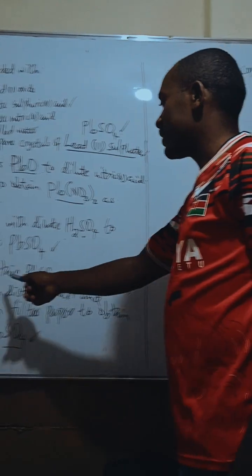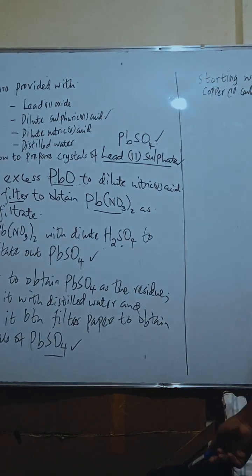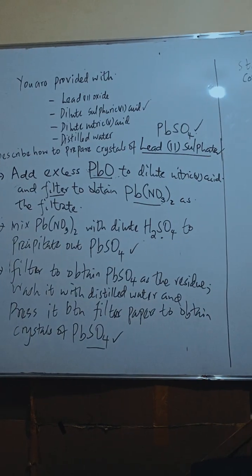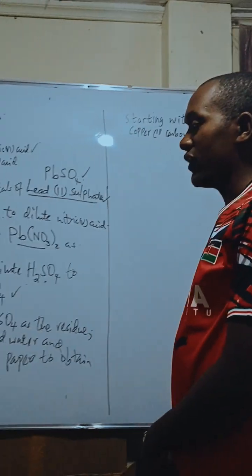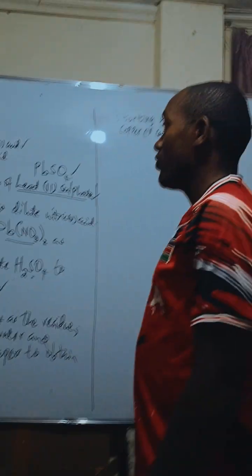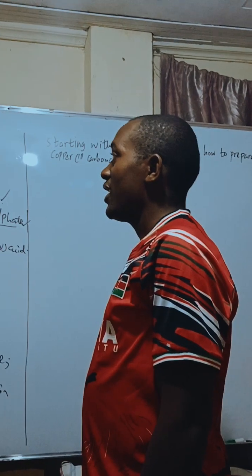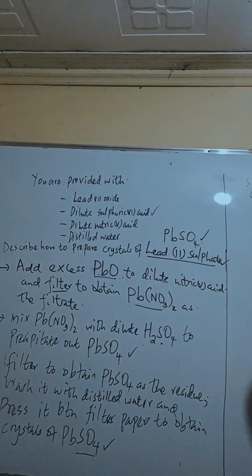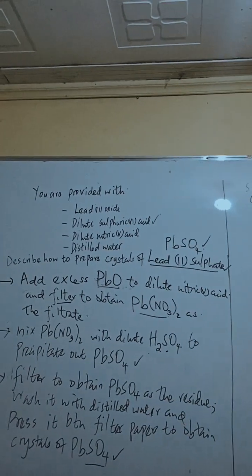Then after that, filter to obtain lead sulfate as the residue. Wash it with distilled water and press it between filter papers to obtain crystals of lead sulfate. And that is how we prepare lead sulfate when you are provided lead oxide, dilute sulfuric 6 acid, dilute nitric 5 acid, and distilled water.